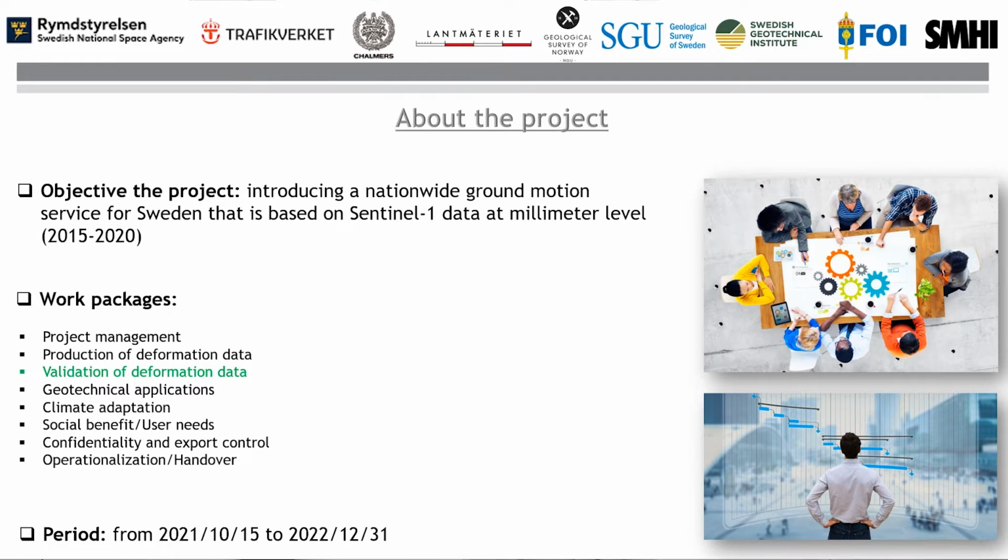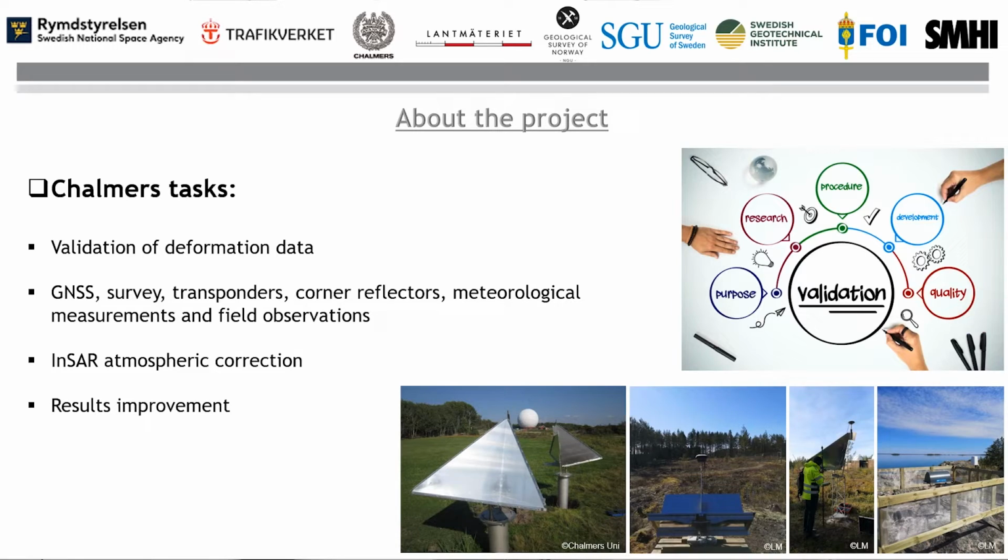The main focus of the evaluation process would be to evaluate the result of the InSAR system against an independent reference system. It could be a GNSS system, survey, transponder, corner reflectors, meteorological measurements, and field observation. In the next step, we will address InSAR atmospheric correction in order to evaluate the effect of the troposphere and ionosphere on the radar signals. And at the end, we consider the potential for result improvement.